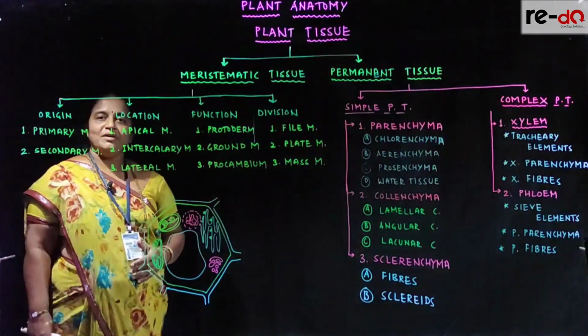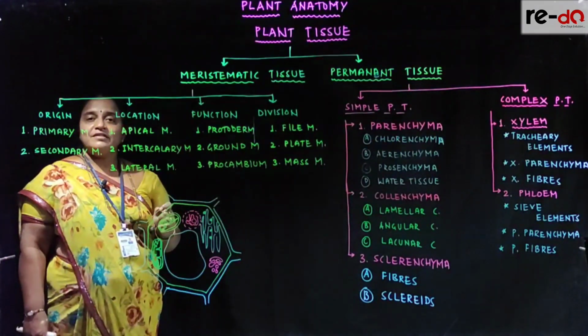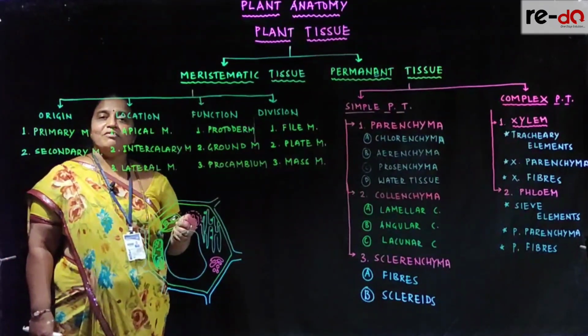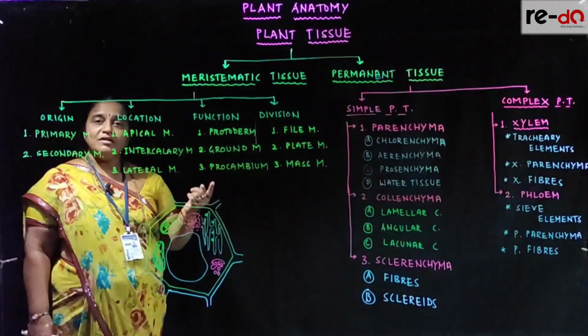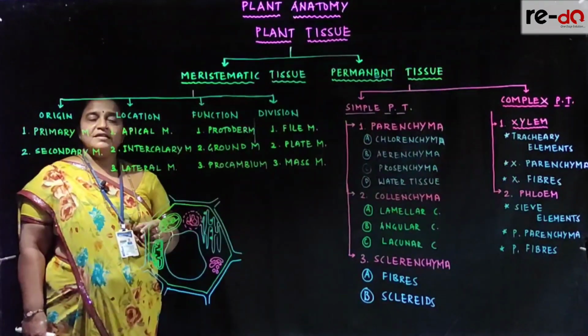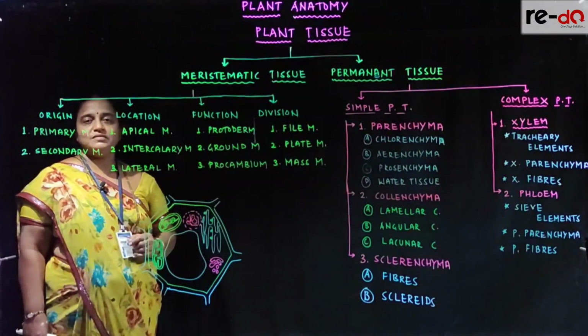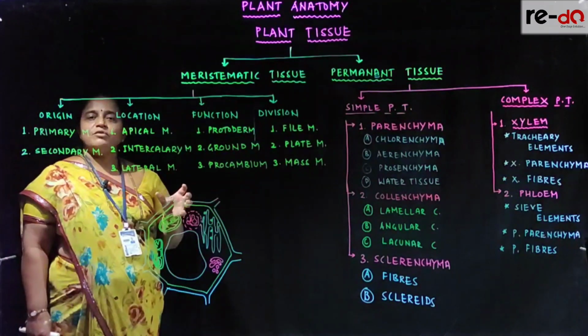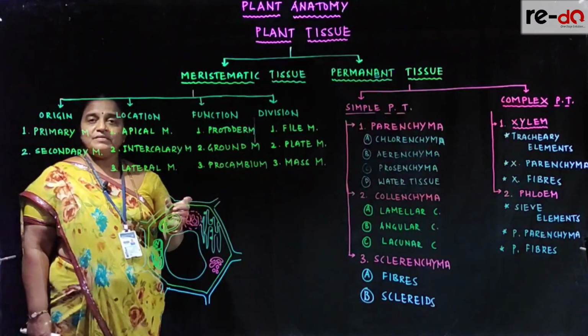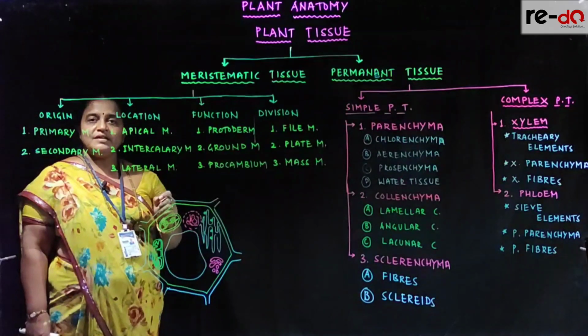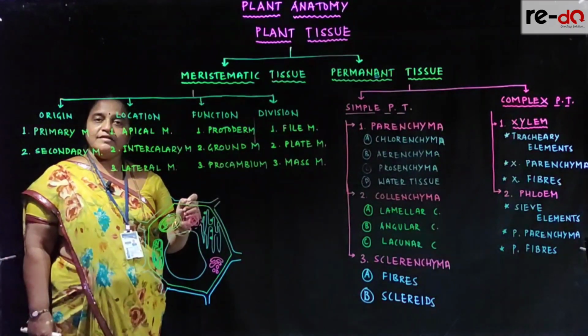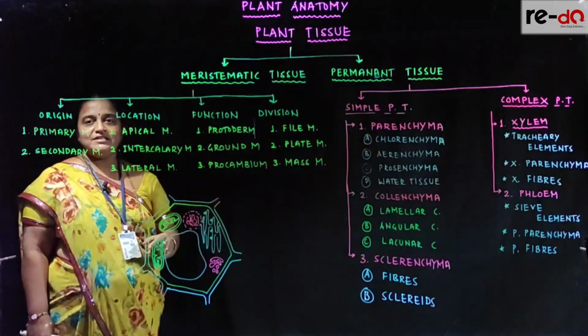Under plant anatomy, anatomy deals with the internal structure of an organism. But to learn internal structure of plants, we must have knowledge of plant tissues. Tissue is a group of cells having same origin, same structure and hence performing similar function.